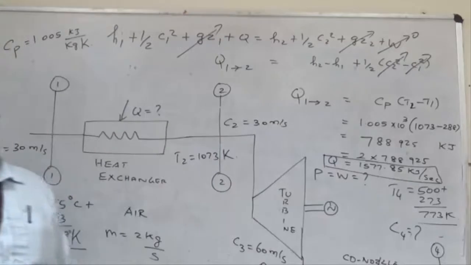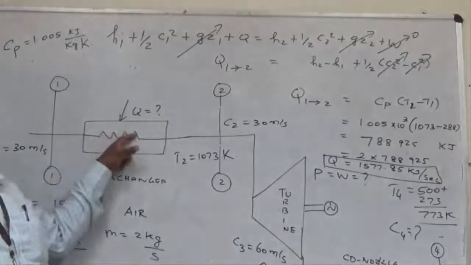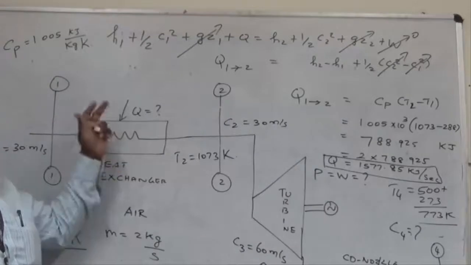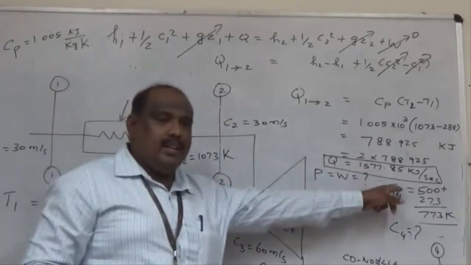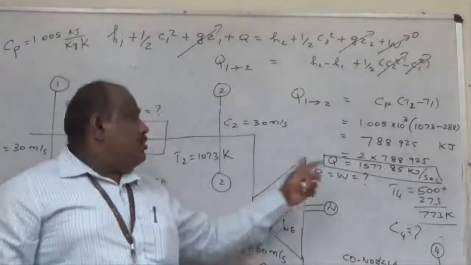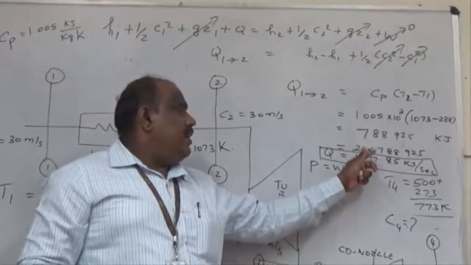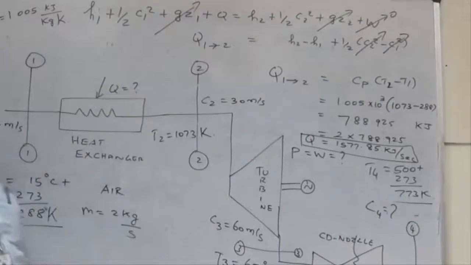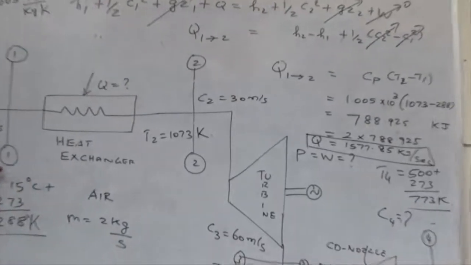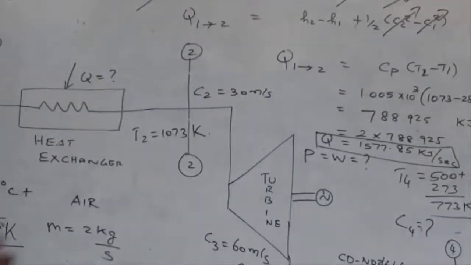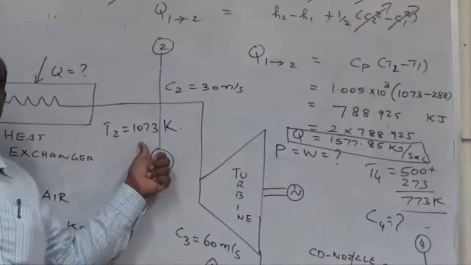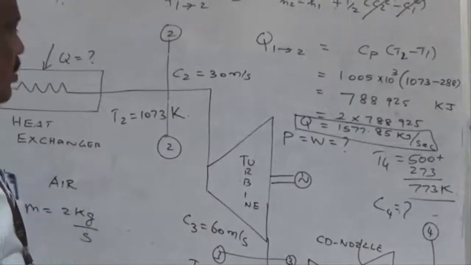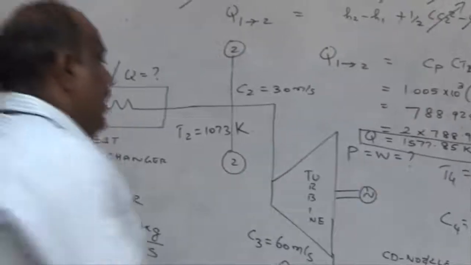What is positive means? It is gained heat. Heat is added to the system. So it's an endothermic process. So what does it mean? 1577 kilojoules per second amount of heat is required to raise the temperature of 2 kg of air from 288 Kelvin to 1073 Kelvin. Are you okay? I hope it is very clear. Now shall we move to the next topic, that is turbine.